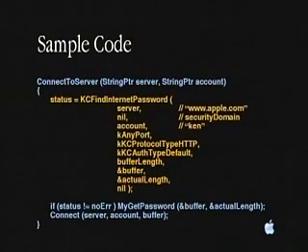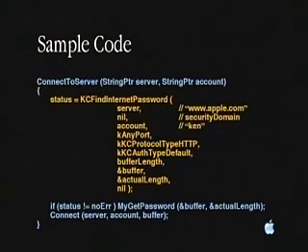Here's a little snippet of code that shows how simple this is really to use. This routine, connect to server, takes 2 arguments. We're about to connect to a server, and we know the server's name that we're going to connect to, and we know an account that we want to connect as. So the first thing is to see if there's a password in the keychain before we go and ask the user to type in their password.